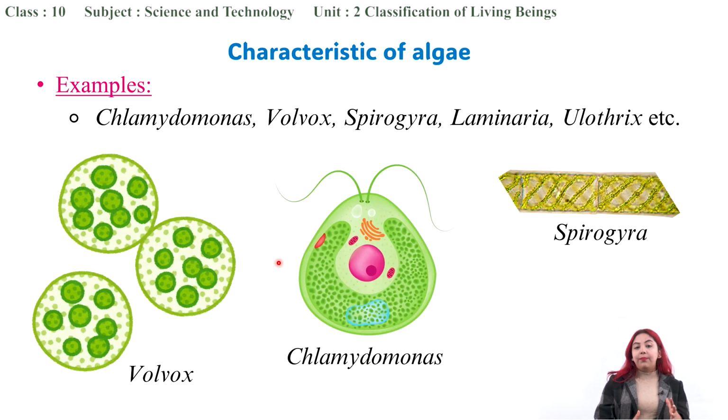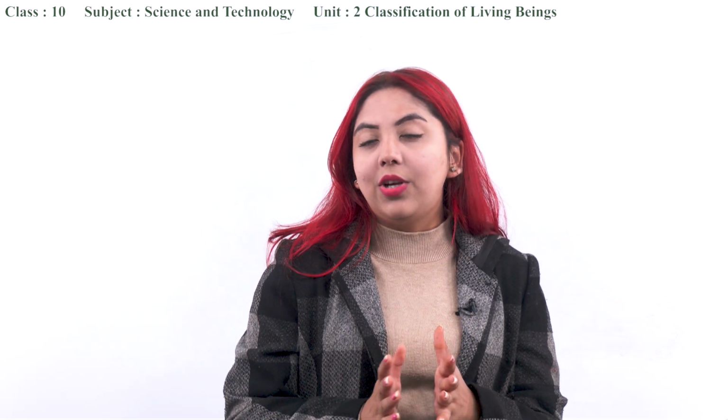A few examples of organisms that belong to the division algae are Chlamydomonas, which is a unicellular algae, Volvox, which is a colonial algae, then we have Spirogyra and Laminaria, which are multicellular algae. We also have Ulothrix.